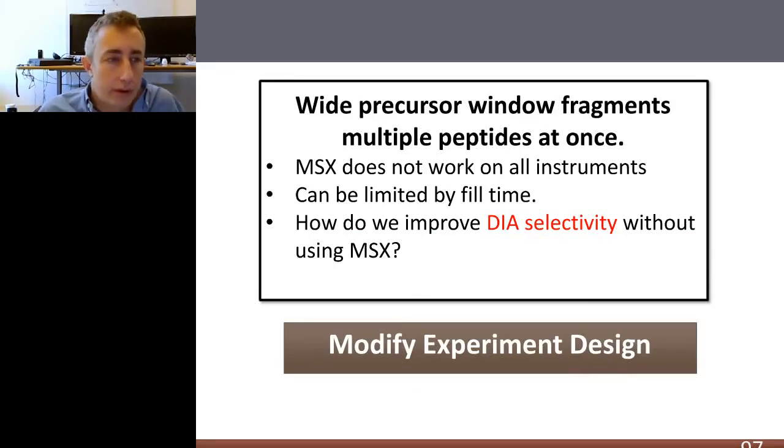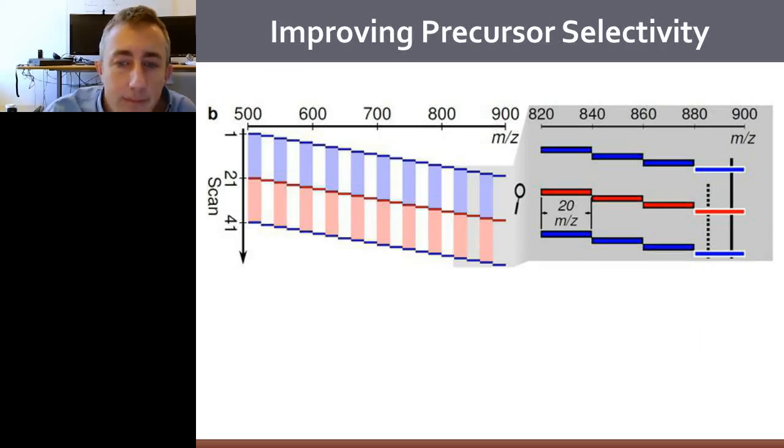So there's a couple challenges here. One is that wide precursor windows fragment multiple peptides at once. We can solve this using this MSX approach, this multiplexing approach. There can be some limiting factors, and that's largely due to sensitivity. It takes longer to fill the ion trap in order to do this. And also, not all instruments are really capable of doing this MSX experiment. So we wanted to modify the experiment design in order to improve this a bit.